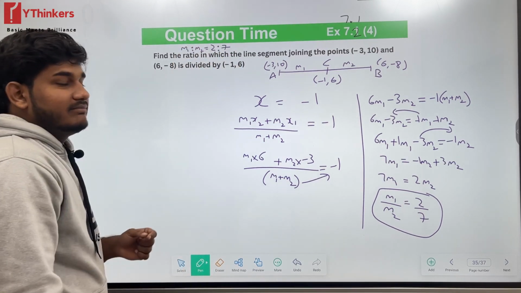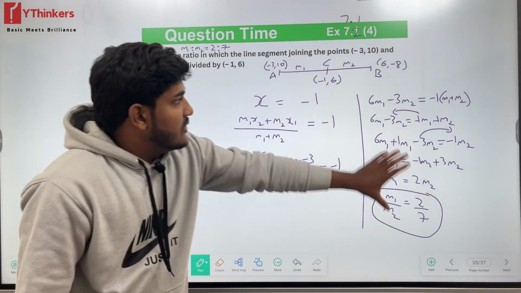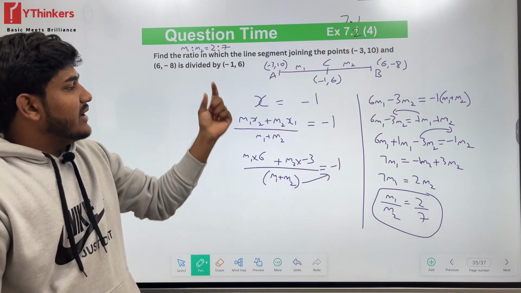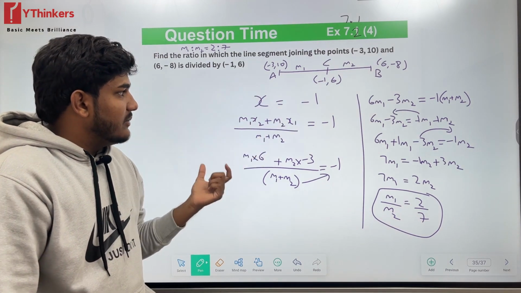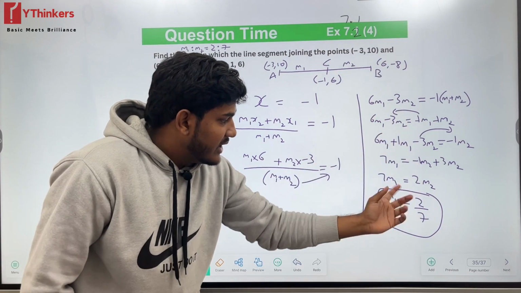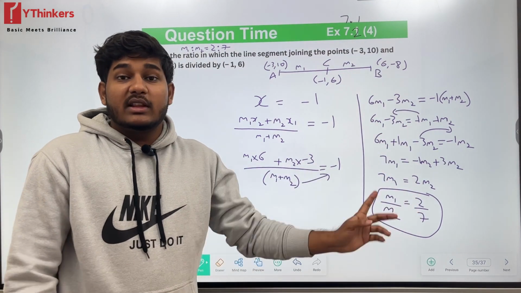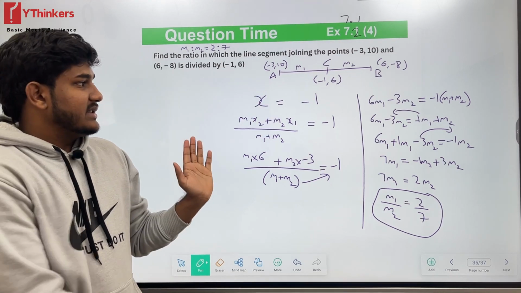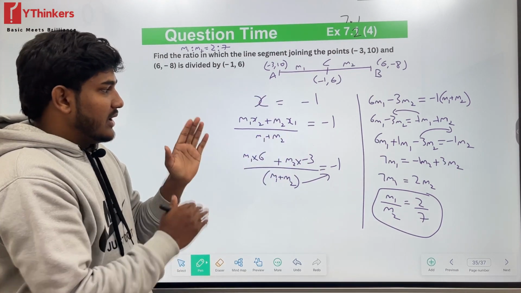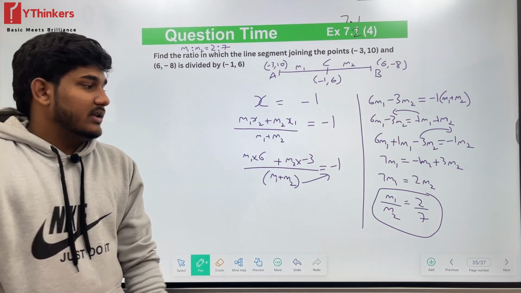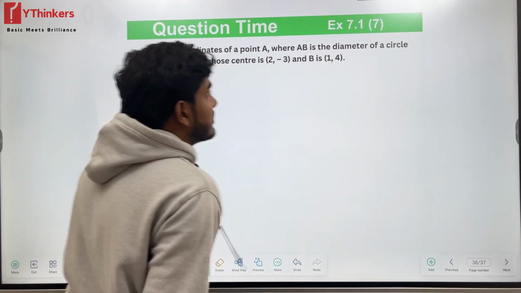So I have got the ratio as 2:7. That's all, simple. In the same way you can even take the y value, meaning y is equal to 6. How did the y value come? (m1 y2 + m2 y1) / (m1 + m2) is equal to 6. In the same way you cross multiply, you open the bracket, you will get the same ratio. If you're getting the wrong ratio, you have done something wrong, but apart from that there is nothing else. Just see, we have just reversed it. Whatever formula you have studied, we have just applied it in a slightly different way, that's all.